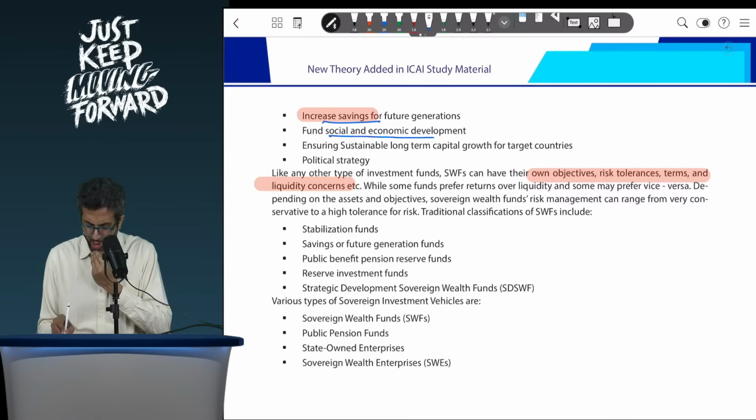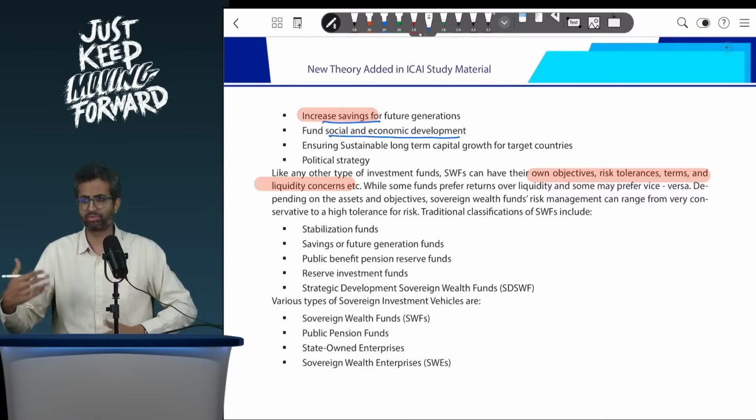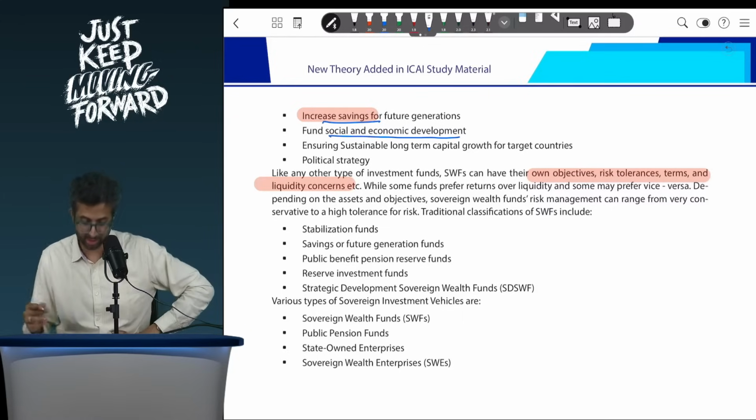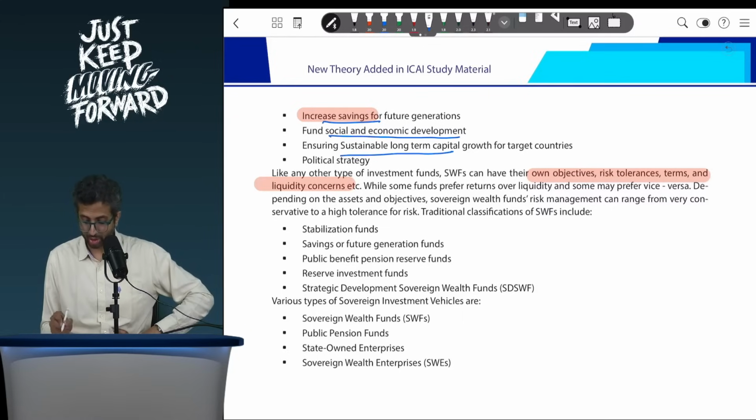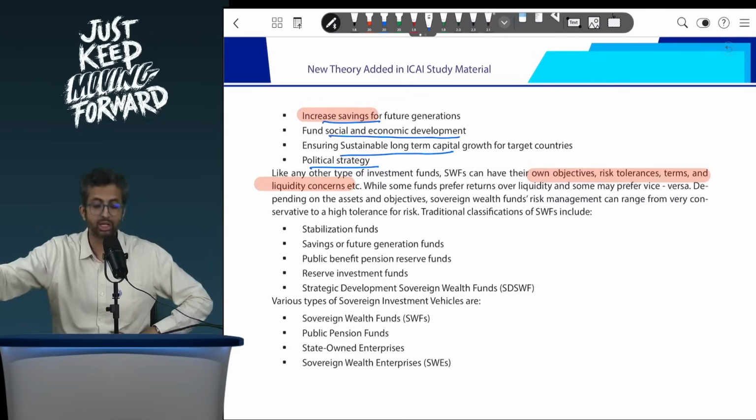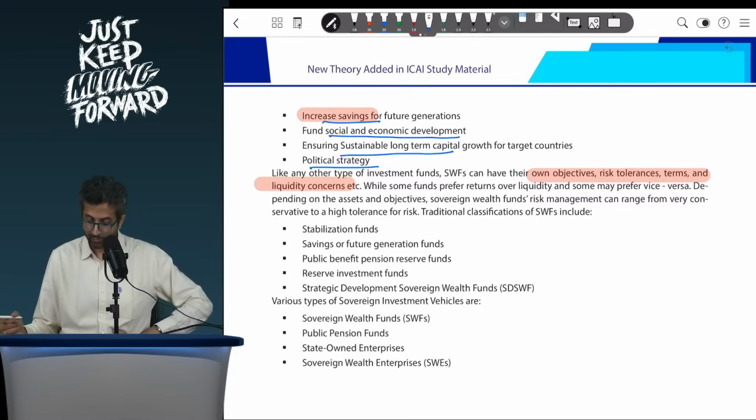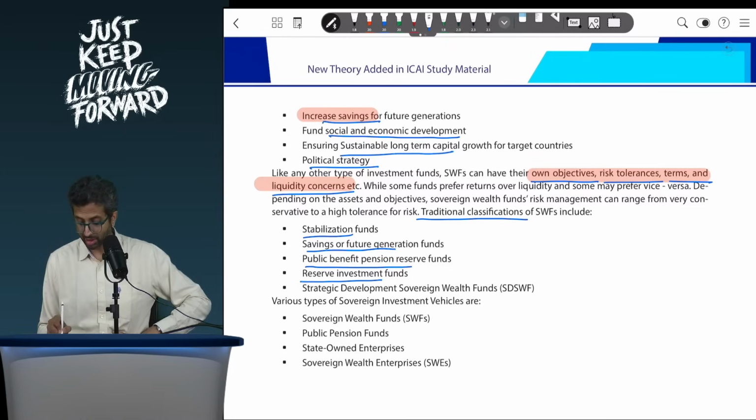To fund social and economic development, like develop the education, invest in such things, ensuring sustainable long-term growth, political strategies, like China uses that for a lot of other objectives as well. Sovereign funds have their own objectives, risk tolerance, terms and other liquidity considerations. There are various types of classification like stabilization funds, savings or future generation funds, public benefit pension funds, reserve investment funds, strategic development funds, etc.